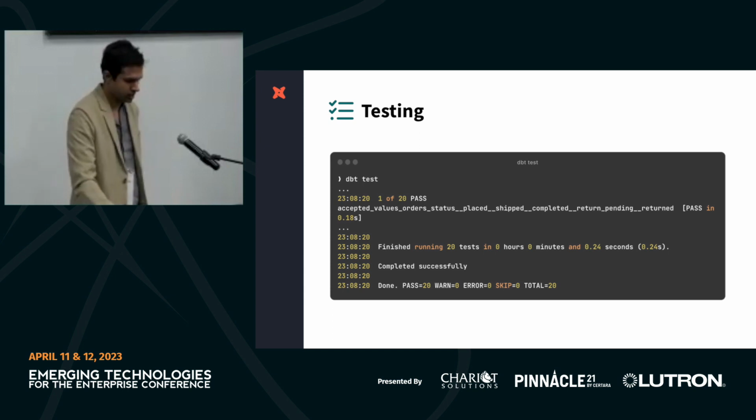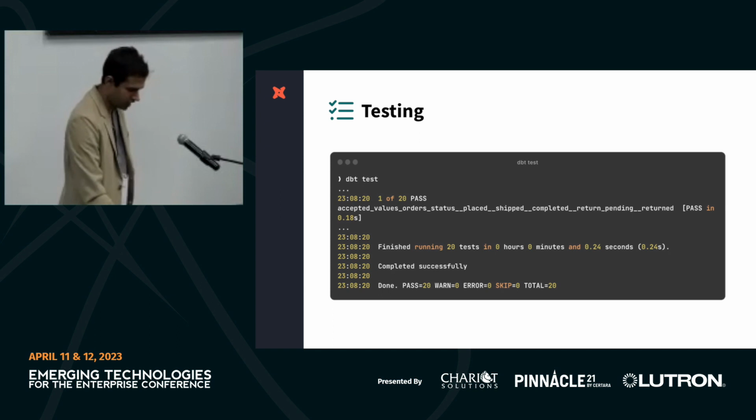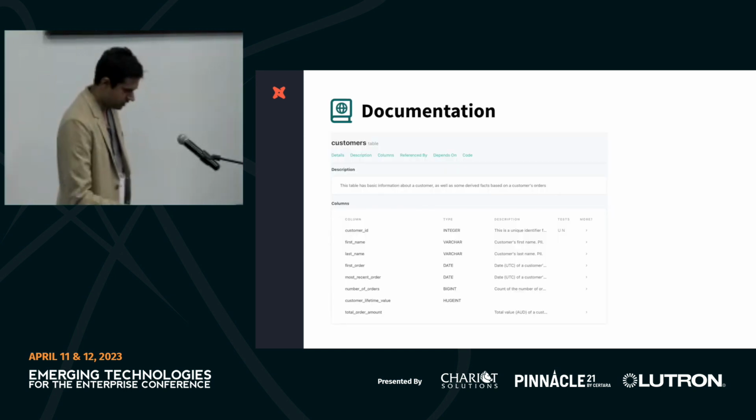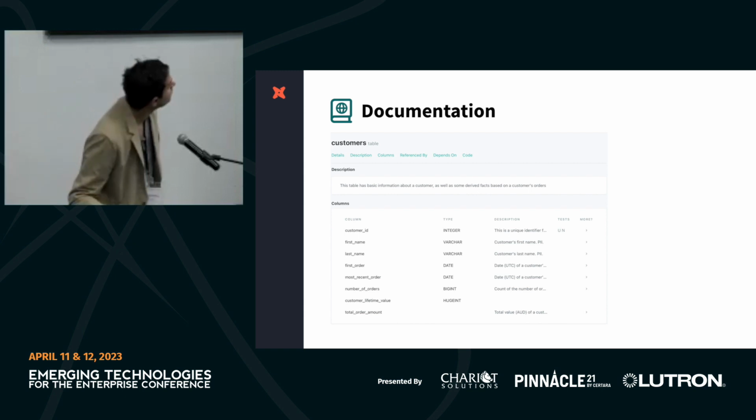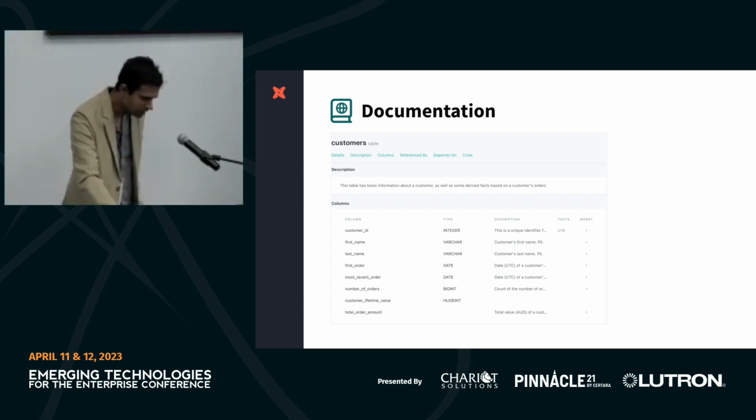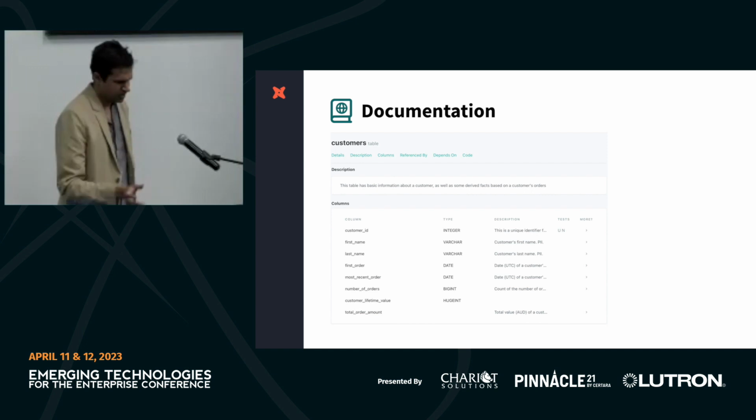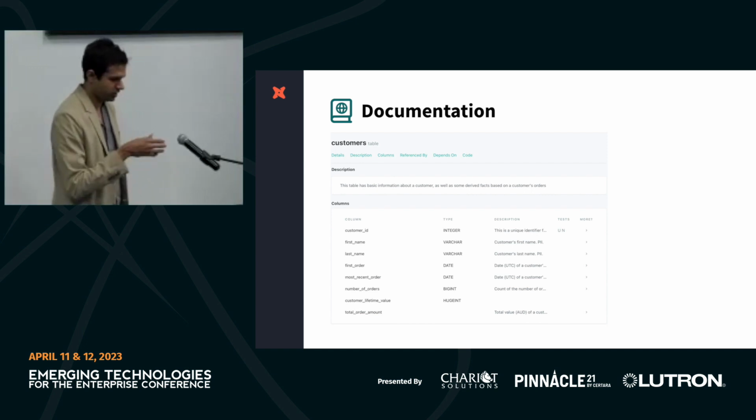But you can run it on Snowflake or Redshift or BigQuery or whichever other adapters are supported in DBT, and it'll just work. We'll look into what a test looks like a little bit later in the talk. And then documentation. I don't know if it's big enough to read. It should be, yeah. So essentially, this is the documentation for the customers table.